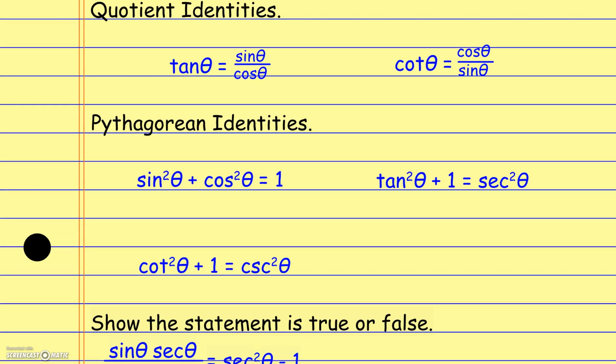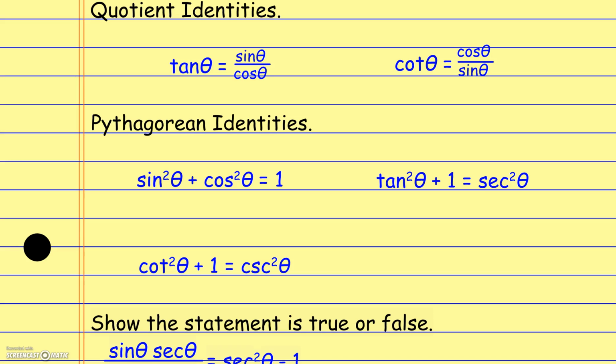And then we have a couple new ones here, these Pythagorean identities. These involve squaring some of these things. So sine squared plus cosine squared equals 1. Tangent squared plus 1 equals secant squared. Cotangent squared plus 1 equals cosecant squared. And the first one is very similar to our Pythagorean theorem, and we can prove that through special triangles in the unit circle.